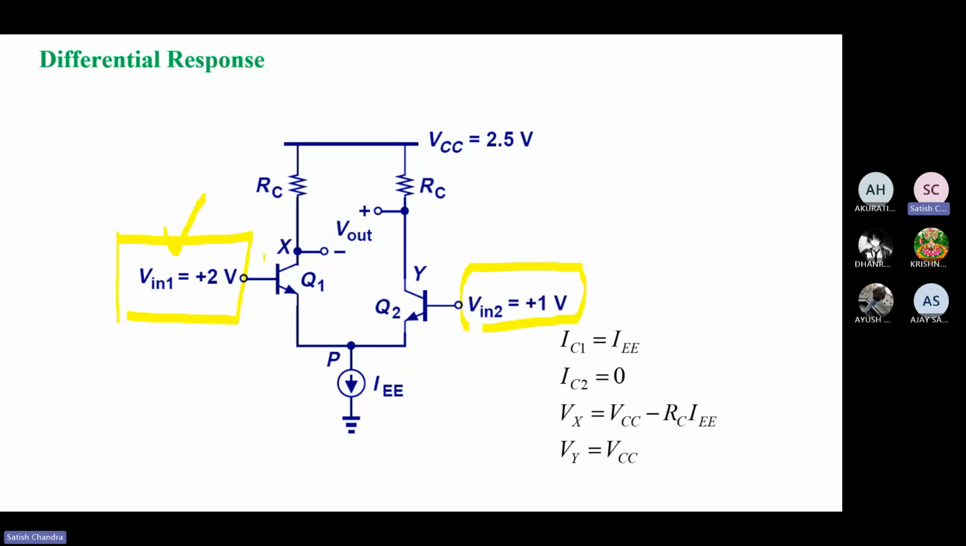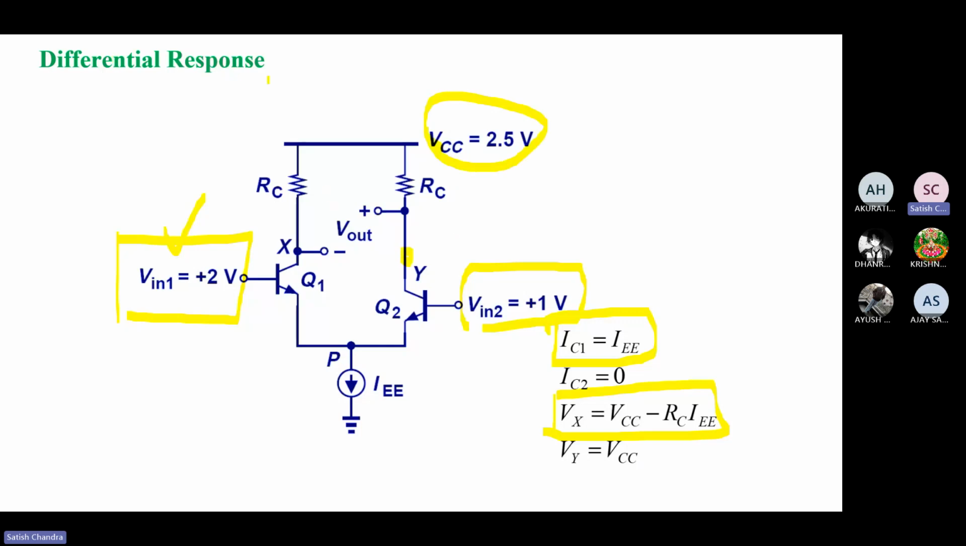Basically from this calculation we can see that IC1 is going to be the total of the tail current we have applied here, that is, the tail current is totally going to run through this. It means that IC2 will be 0 at this particular point, and due to that, Vx is going to become VCC minus RC·IE, whereas Vy will be VCC, nothing but the voltage across this terminal. So that is going to reflect over here.